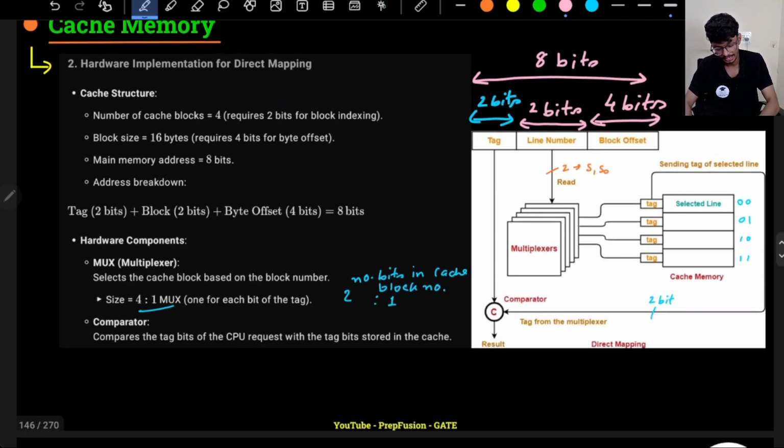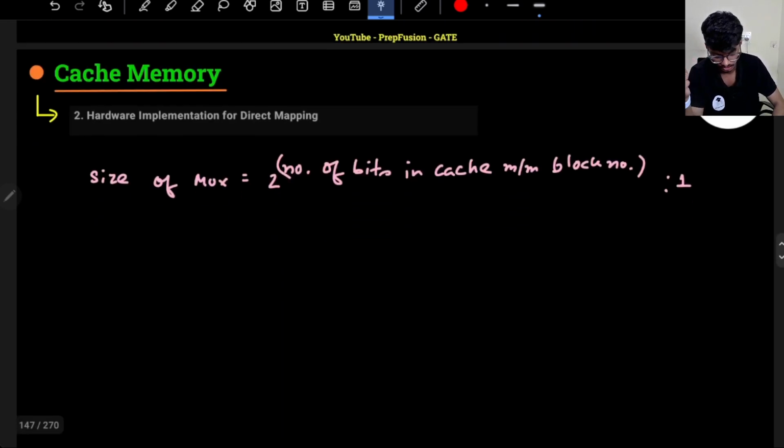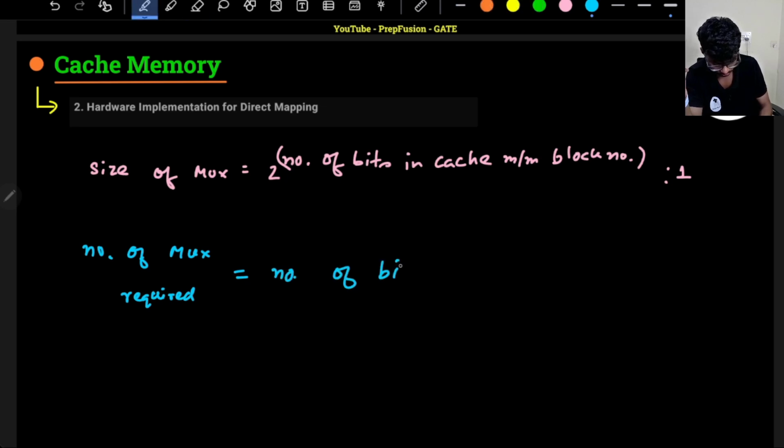Actually how many mux will we require? We will require not only a single mux. Each mux will give one of the bits of the tag. If the tag is a multi-bit field, each bit needs its own output, and a mux can only give a 1-bit output, correct? As I have 2 bits for the tag field, I will need 2 of these mux. So the number of mux required will be equal to the number of bits in the tag field.